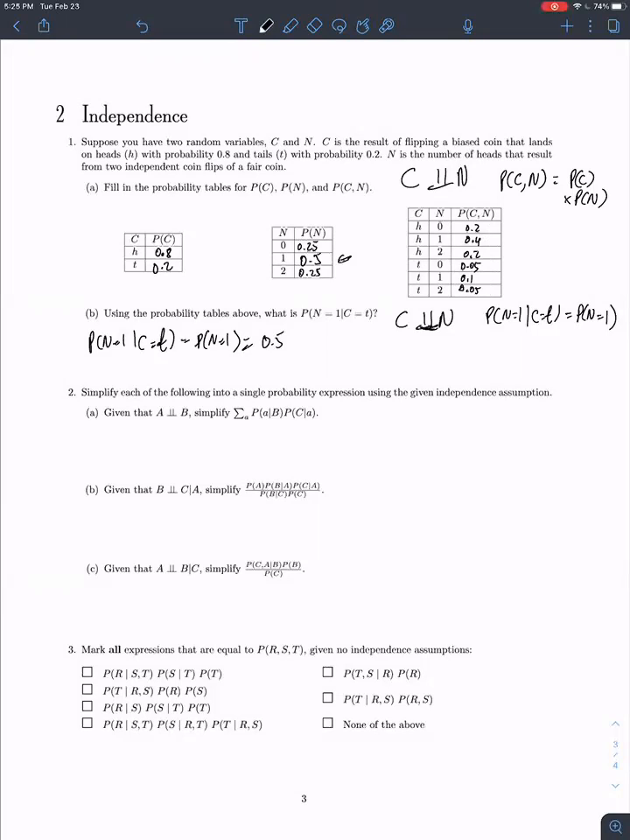So A is independent of B. Simplify the sum over A of probability of A given B, probability of C given A. I'll just write that out so that I can manipulate it myself: probability of A given B, probability of C given A. Here, this little a is ranging over values of big A, and B and C are just arbitrary values of big B and big C.